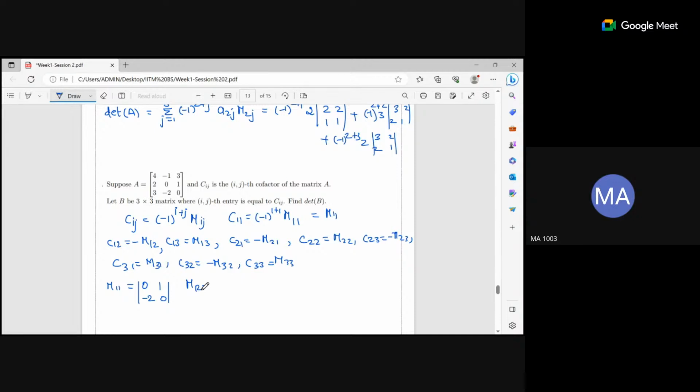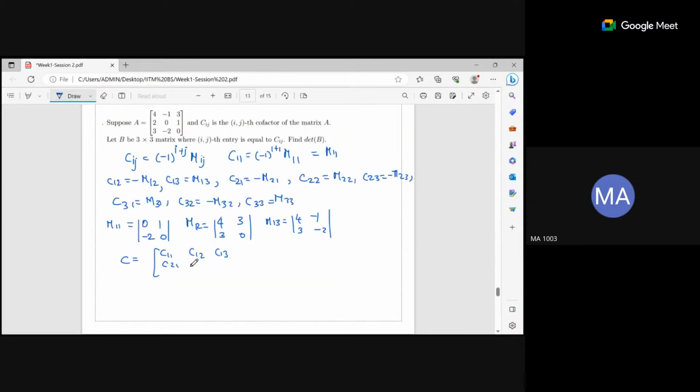So M13 is 4 minus 1, 3 minus 2. Same way you calculate all the minors and you substitute it in this C11, C12. Depending on the signs, you just substitute and write the matrix C. So your matrix C is C11, C12, C13, C21, C22, C23, C31, C32, C33. So this is your matrix. So maybe this is your B here and you calculate the determinant of this matrix. That's all. Ma'am, for calculating the cofactor, we should apply the ijth entry also, no?